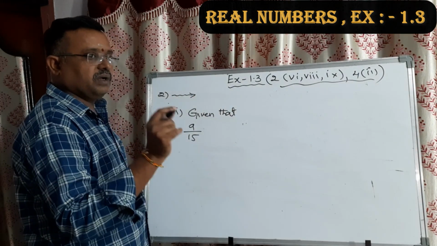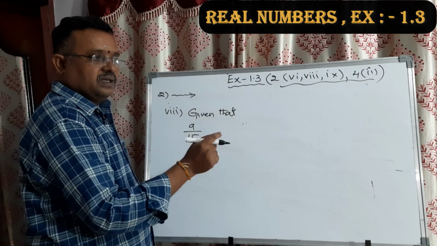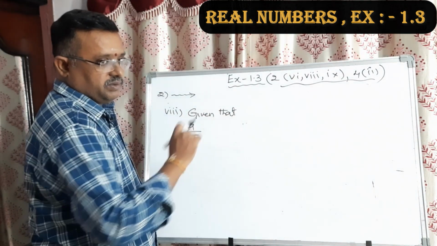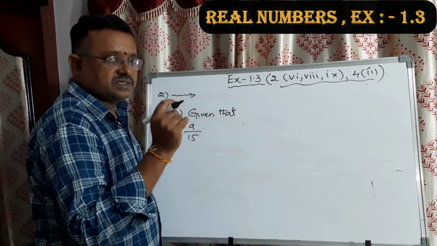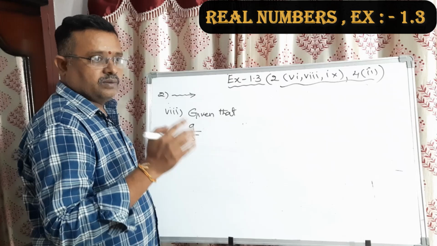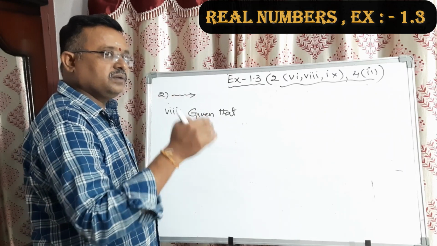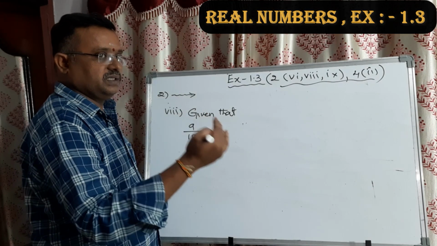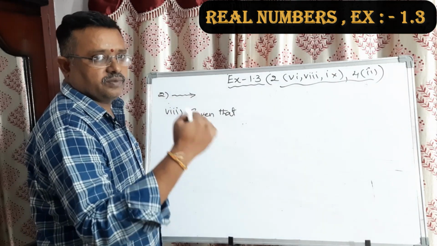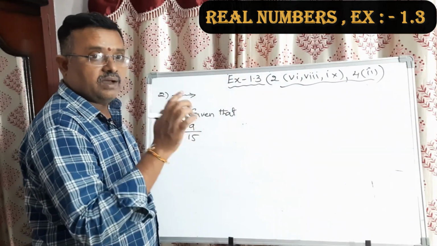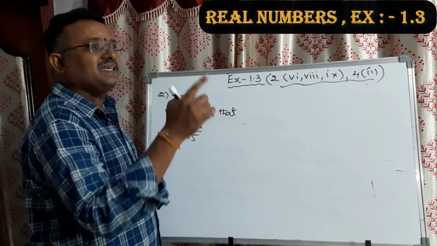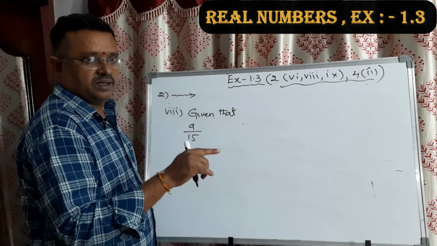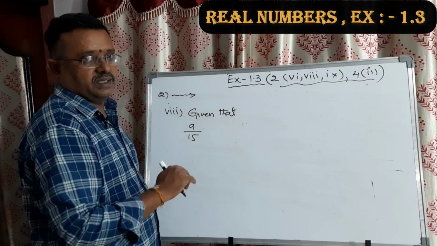For that, we have to focus on the denominator. That process I explained in the previous problem. But sometimes there exists some logical condition. Before observing whether the denominator is in the form of 2 power m into 5 power n, we have to do one more checking process: is there any cancellation possible between the numerator and denominator?